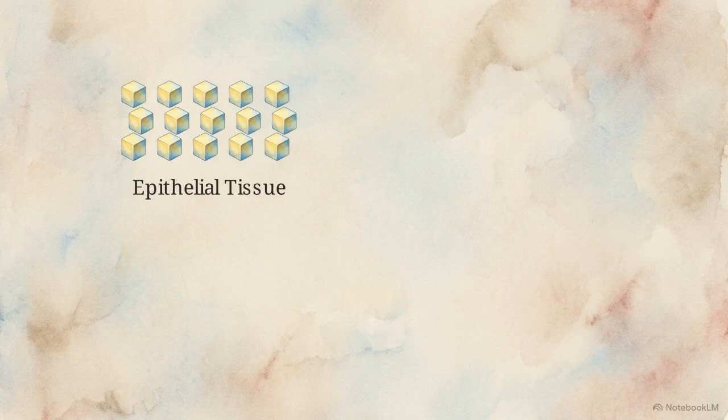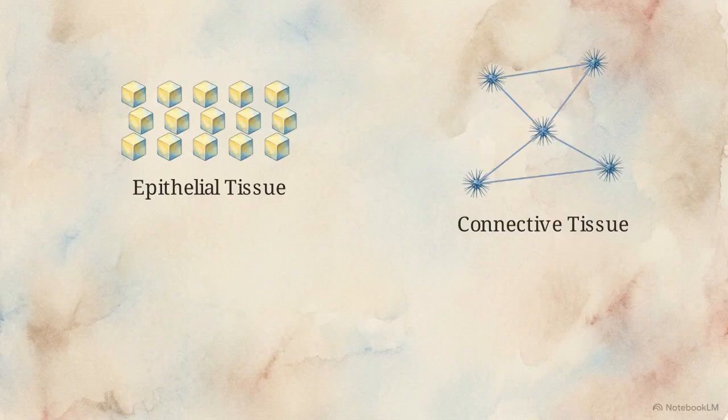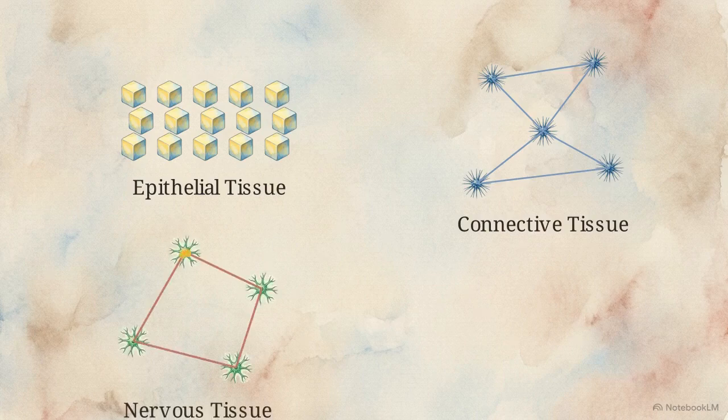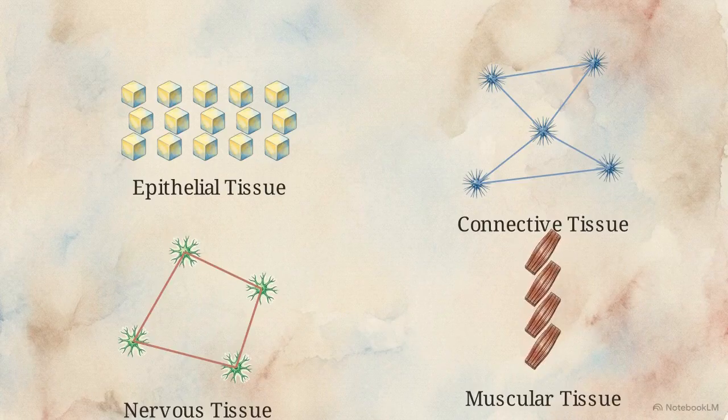Epithelial tissue forms a tightly packed grid to create waterproof barriers, like your skin. Connective tissue is the opposite. Its cells are sparsely scattered in a web-like matrix that provides structural support. The other 2 are built for action. Nervous tissue forms branching, interconnected pathways for rapid communication, while muscular tissue aligns into parallel bands designed to physically contract.